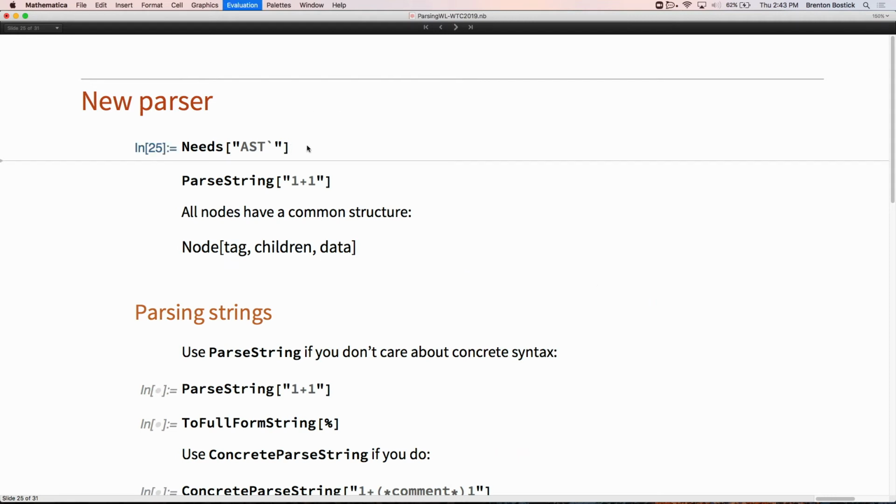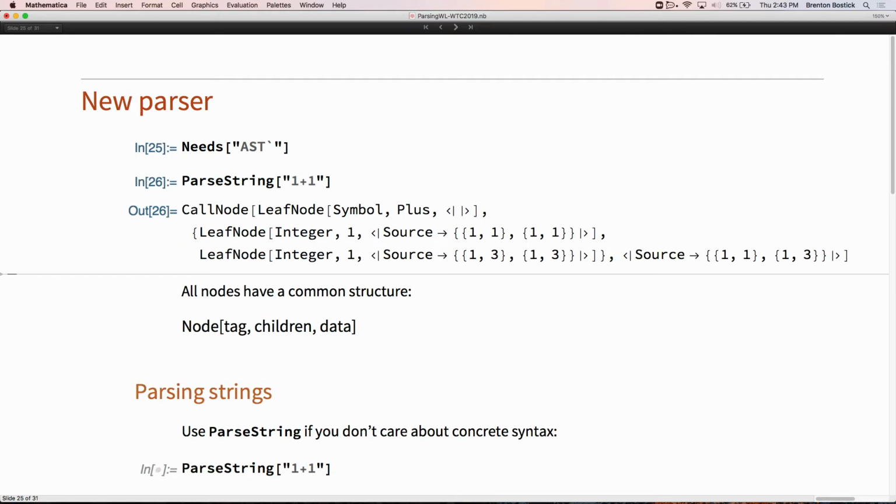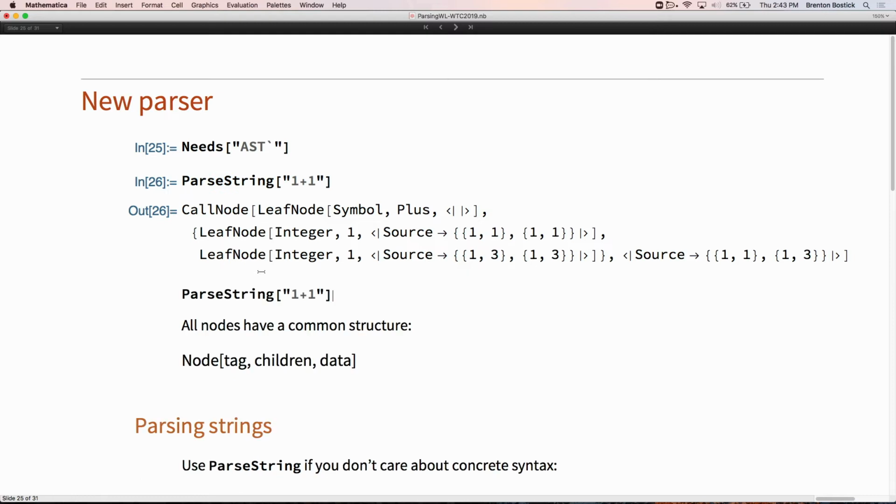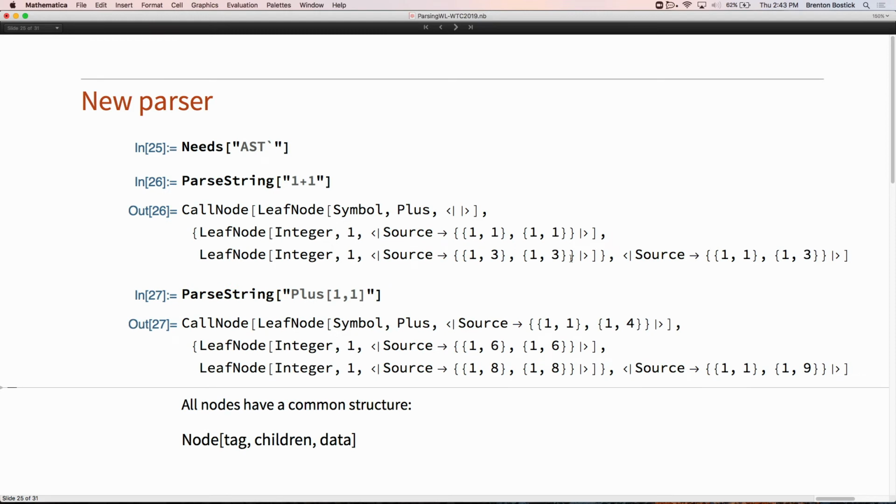So anyway, the new parser is implemented in the AST paclet, so you can just do this. And this is the output of ParseString, which is the main function that you'll use. You'll see there's a call node, a leaf node which is the head, and leaf nodes which are the two arguments to the plus that I gave. So you might wonder what the output of the same thing with spaces would be. And look, it's the same thing with different source, because we spaced them out differently.